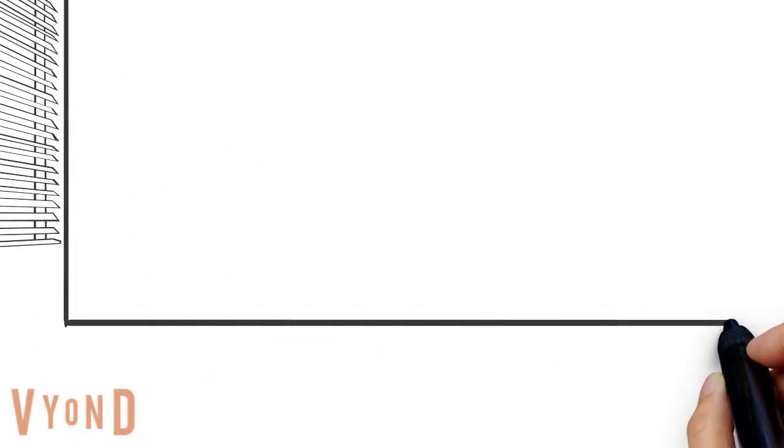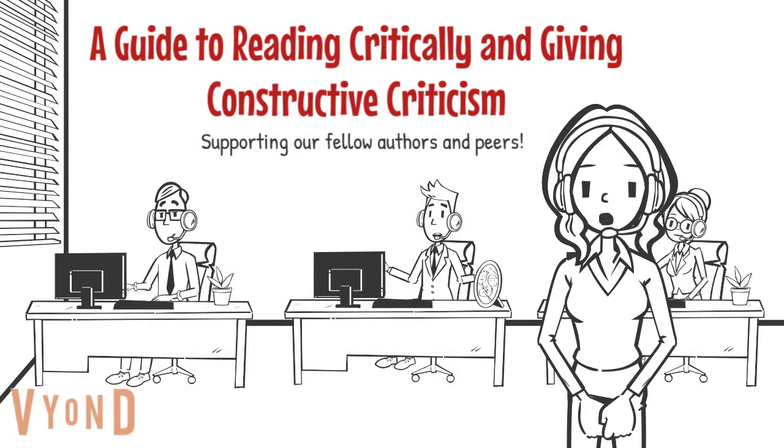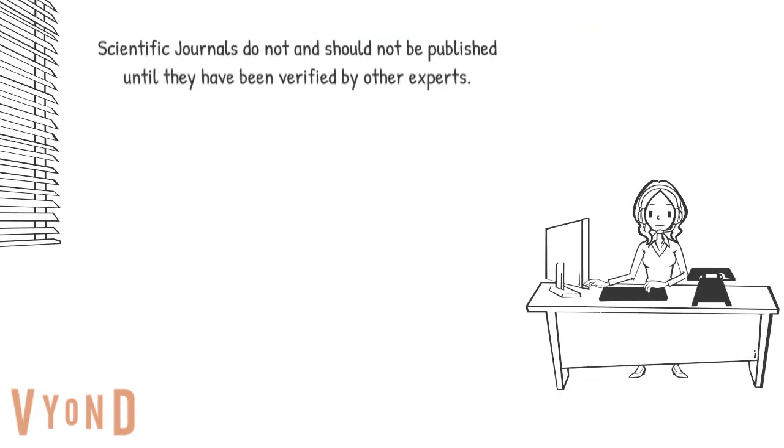This video is a guide to reading critically and giving constructive criticism when supporting our fellow authors and peers when writing a peer review. Peer reviewing in science is the cornerstone to research. Scientific journals do not and should not be published until they have been verified by other experts within that area of research.